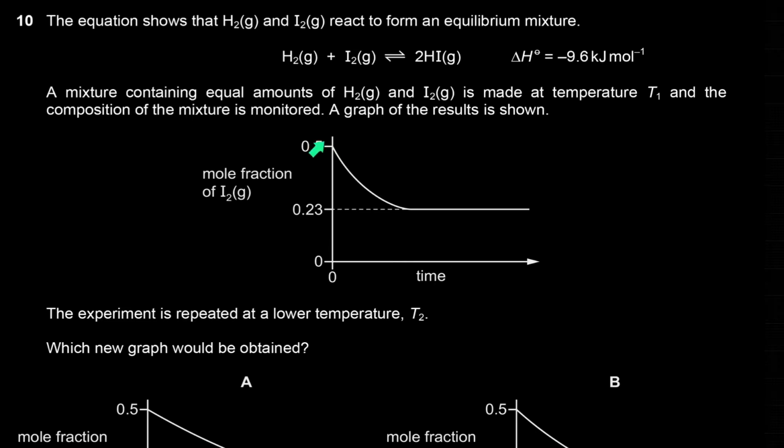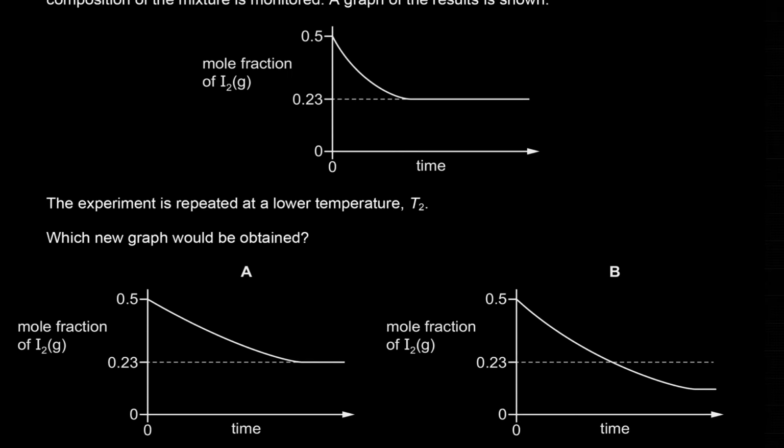Okay, and obviously the mole fraction is decreasing over time since we're starting with hydrogen and iodine, and eventually we're going to reach equilibrium and we'll have less iodine than we started with, right? The experiment is repeated at a lower temperature T2. Which new graph would be obtained? So we're repeating the experiment at a lower temperature.